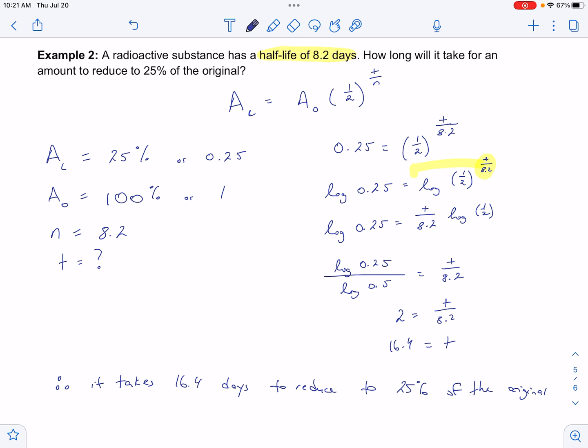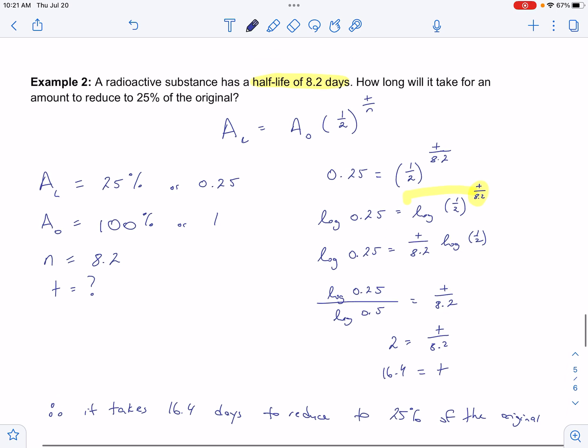With word problems, it really just matters that you are identifying the information you have, making sure you select the right formula, and then eventually you're going to apply your knowledge of log laws in order to solve. Okay, great work, everybody.